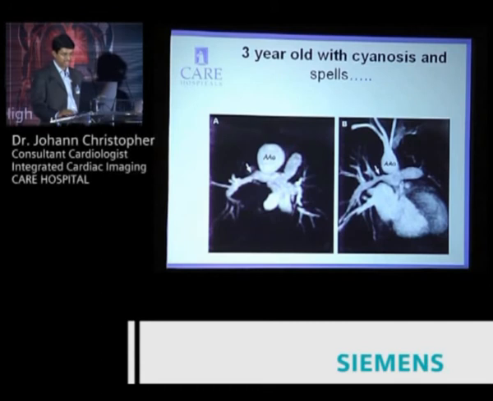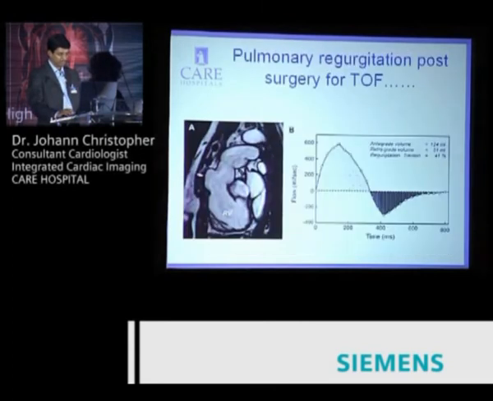And this is again a classical indication of a 3-year-old child with cyanosis and spells. And here, with MR contrast, we have accurately shown the RPA, you can see, which is significantly stenosed. And this patient went for an intracardiac repair with a patch extending onto the RPA.